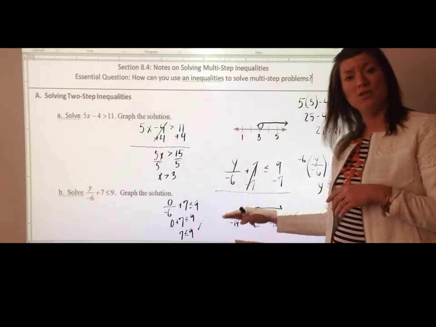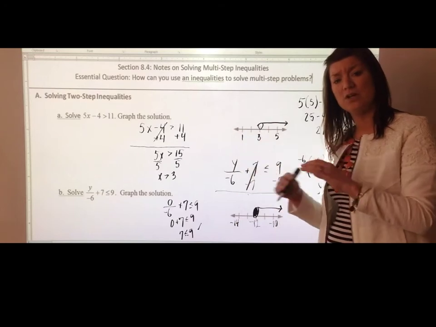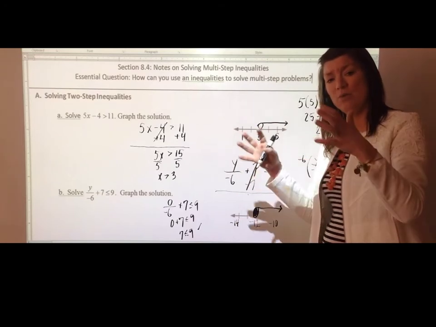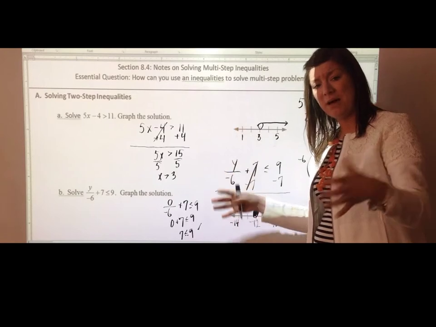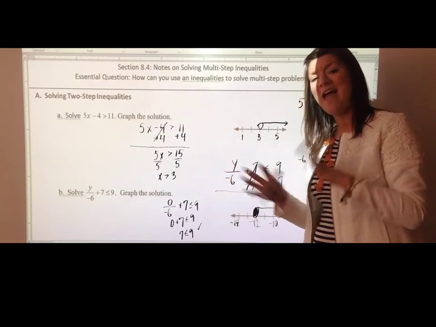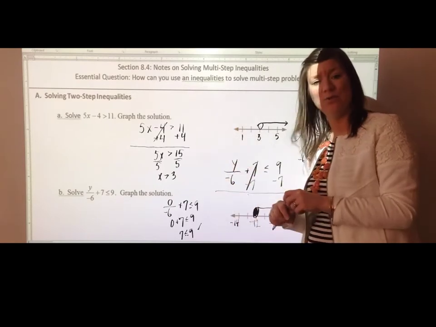So that's what you're going to do right now. It's multi-step. We're going to start with 2 steps, and then we'll go on to distributive property, combining like terms, variables on both sides. Everything we did with equations, we can now do with inequalities.